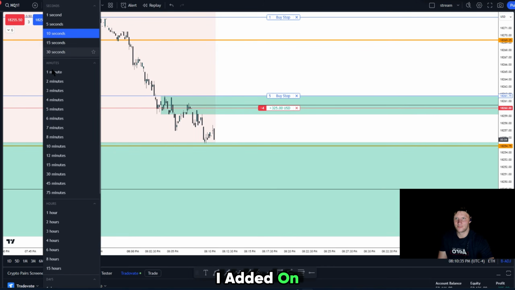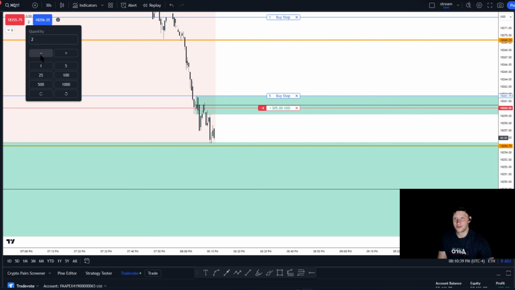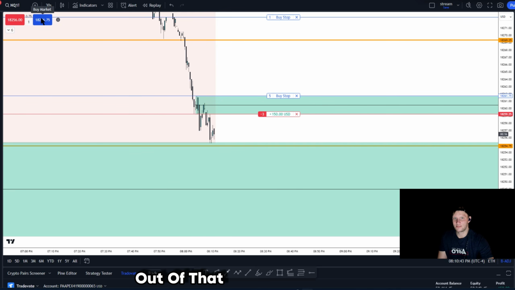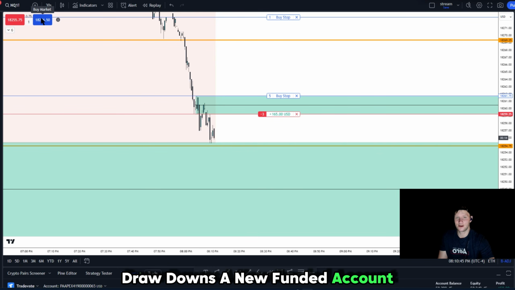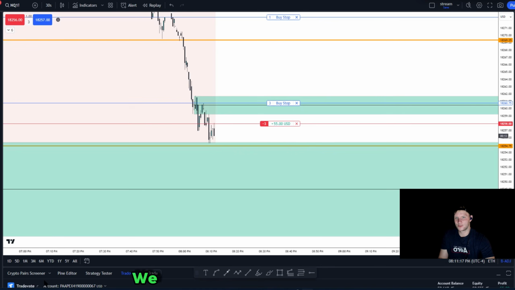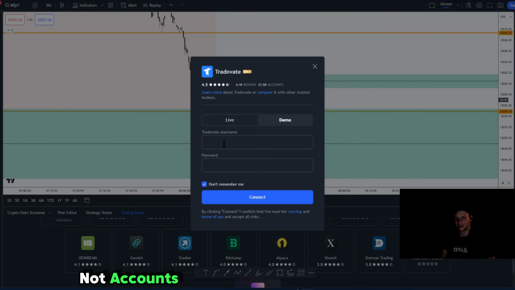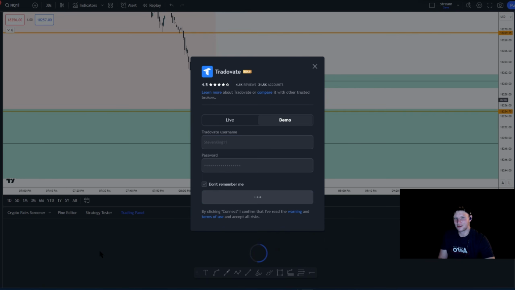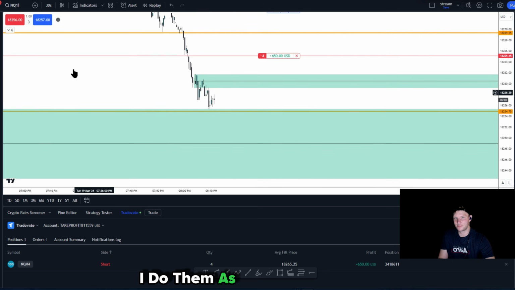I added on, which allowed me to gather up a lot of the profits out of that because it's trailing drawdown. It's a new funded account. So let's say I had entered with the original 2. All right, let's go. We still have 2 more accounts, not accounts, but companies to scale out with. I do them in order of importance to me.